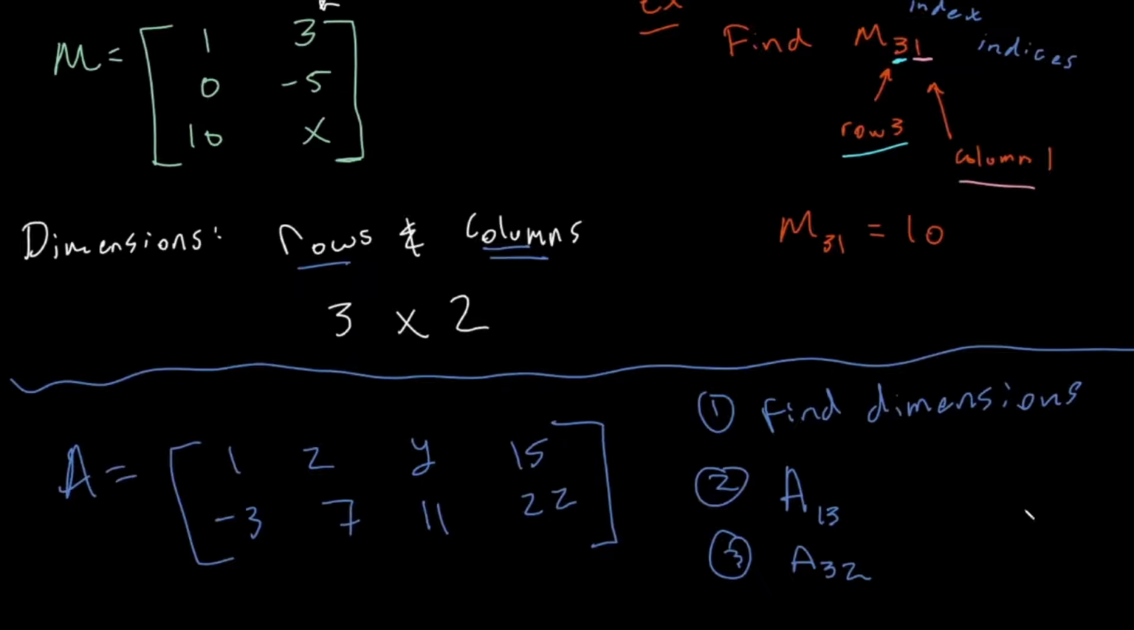Okay, so let's go over this. The dimensions of A, how many rows are there? There's 1 row, 2 rows, and 4 columns. So it's 2 by 4. A13: I go to row 1, entry 3. Here's the first row, and the 3rd entry, that's 1, 2, 3, will be Y. So A13 is Y. And A32, that's row 3, column 2. So I'll go to row 3. There's no row 3. So this is not possible.